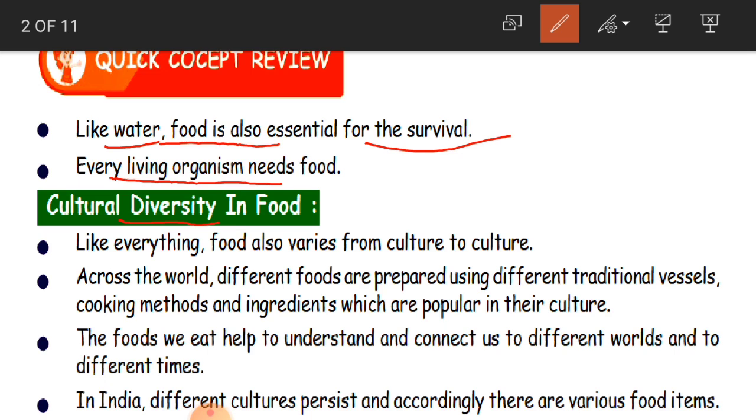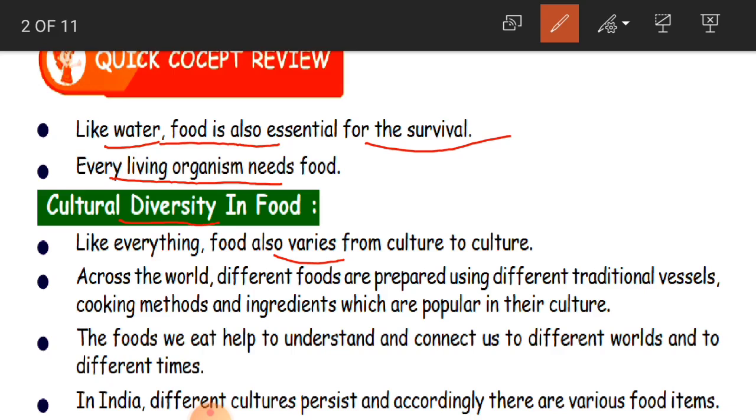Now suppose we belong to Telangana state, and there are other states in the south and other states in the north. Every state has got its own culture, and every culture is different from the other culture. In the same way, you have cultural diversities in food also. There is difference in the food also. It differs from state to state, place to place, country to country. Okay, children, clear? Like everything, food also varies from culture to culture. Food varies in the sense it is going to differ from place to place.